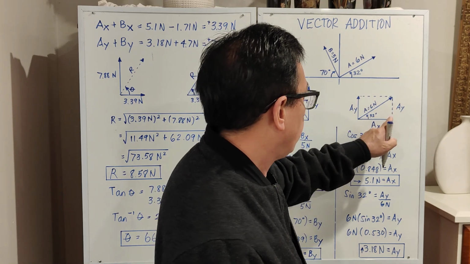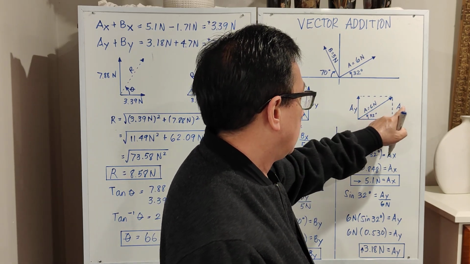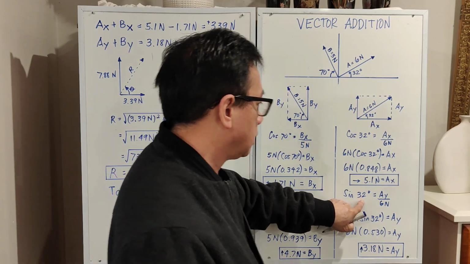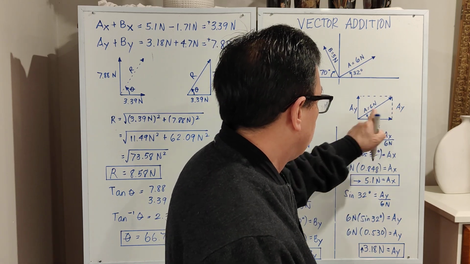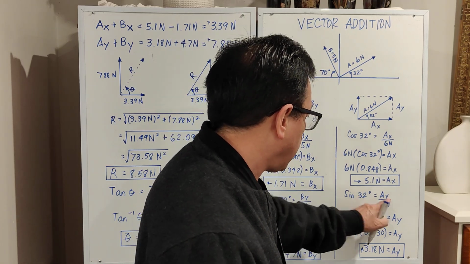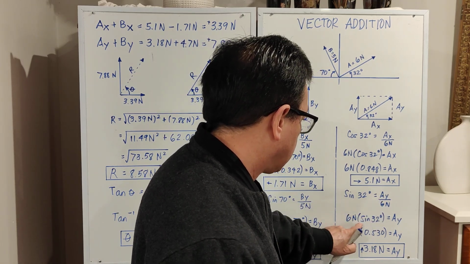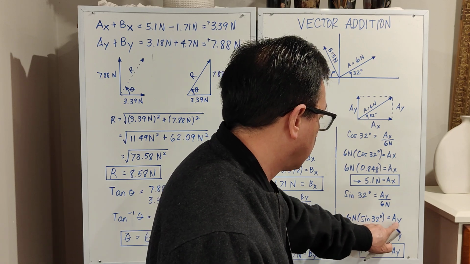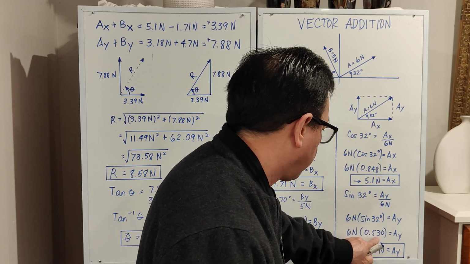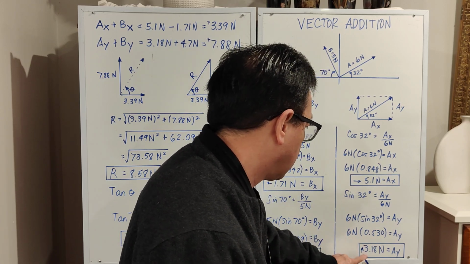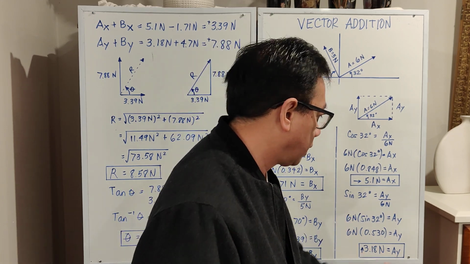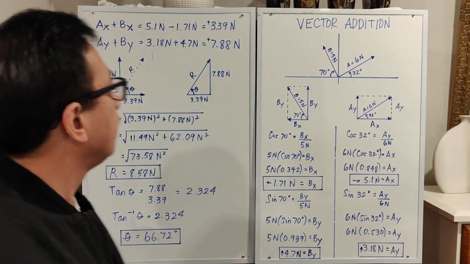To get Ay, if this is your angle, that's opposite. Opposite over hypotenuse is sine. So sine 32 degrees is equal to Ay, opposite, over hypotenuse, which is 6 newtons. Multiplying 6 newtons on both sides, we get 6 newtons times sine 32 degrees is equal to Ay. Sine 32 degrees is 0.530. Multiplied by 6 newtons, we get 3.18 newtons going upward. That is your vertical component for A.